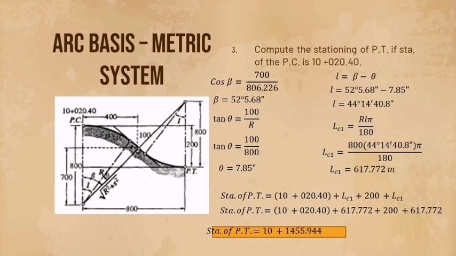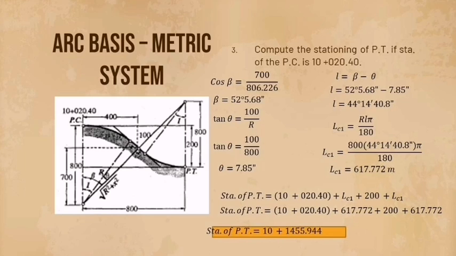So, to get the angle of intersection, we'll subtract theta from beta. The value of beta is 52 degrees 5.68 minutes minus the value of theta, which is 7.85 minutes. After subtracting, we'll get the answer of 44 degrees 14 minutes and 40.8 seconds.